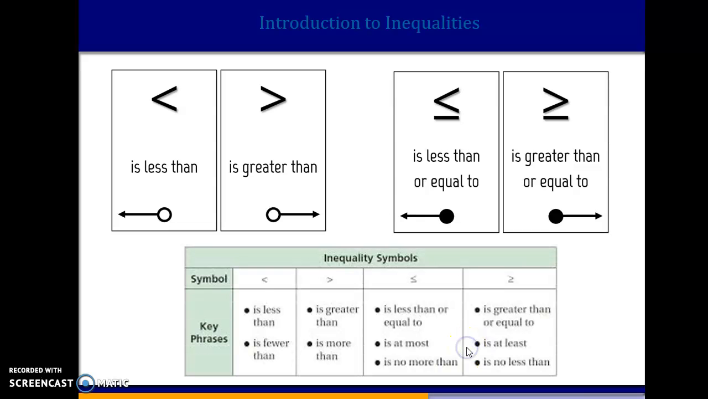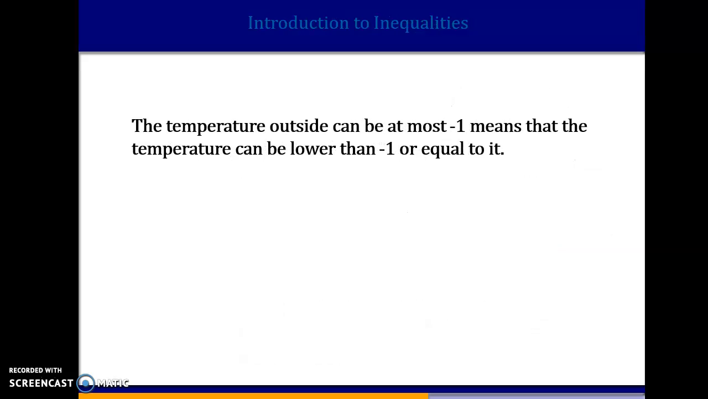There are some vocabulary words associated with these, so just look at them. If I have less than, which is the first one, it can be is less than, it can be is fewer than. Greater than can be is more than also. This one here can also be is at most or is no more than. This one here, besides being is greater than or equal to, can also be is at least or is no less. You can always go back to this one as a reference to check if you forget the wording. So here is an example.